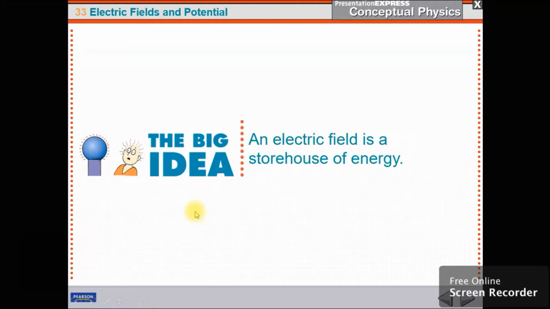Hello, wonderful people. Here we are in chapter 33, electric fields and potential. I'm going to do something a little different in this chapter. I'm going to race through the beginning here.